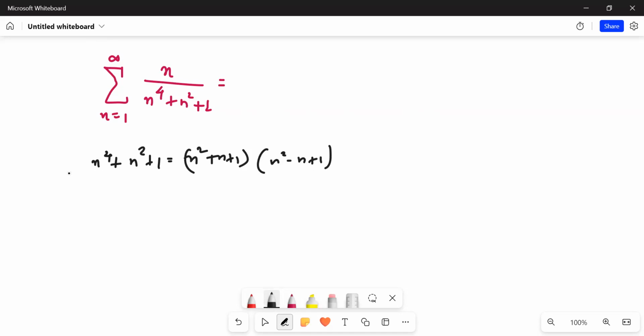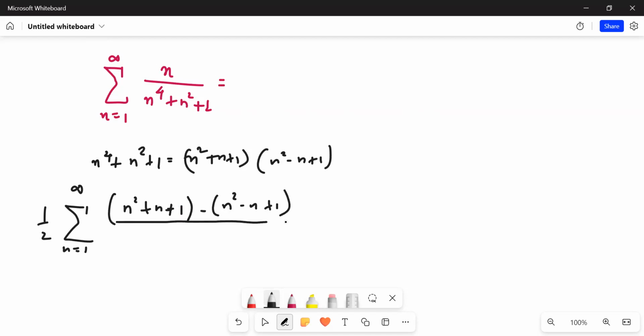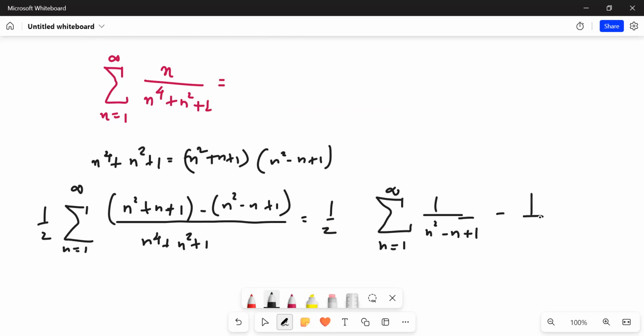So if I want to manipulate the numerator part, I can write the numerator as simply 1 upon 2 times (n square plus n plus 1 minus n square minus n plus 1), and then you have this bracket n raised to power 4 plus n square plus 1. Now this entire thing would be 1 upon 2, sum n equals 1 to infinity, of 1 upon n square minus n plus 1 minus 1 upon n square plus n plus 1.